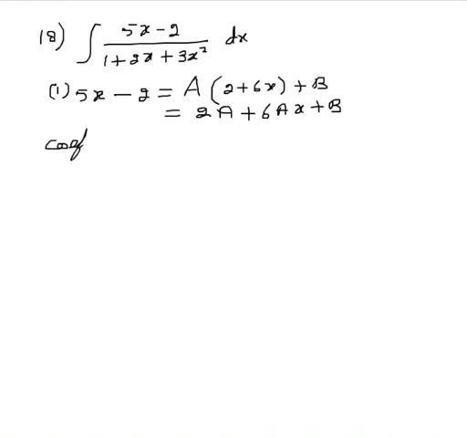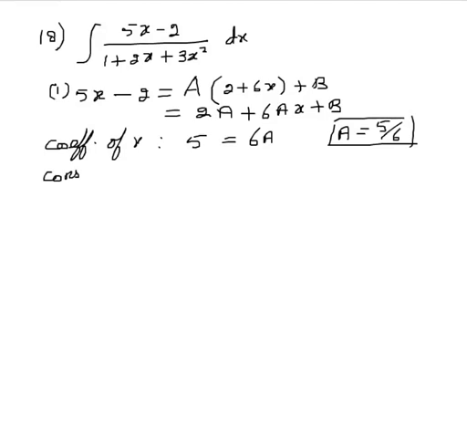So let us equate the coefficient of x. On the left hand side, the coefficient of x is 5. On the right hand side, the coefficient of x is 6a. So we get the value for a. Now let us equate the constant terms. The left hand side constant term is minus 2. On the right hand side we have two constant terms, 2a as well as b. By substituting the value of a, we can find the value of b.